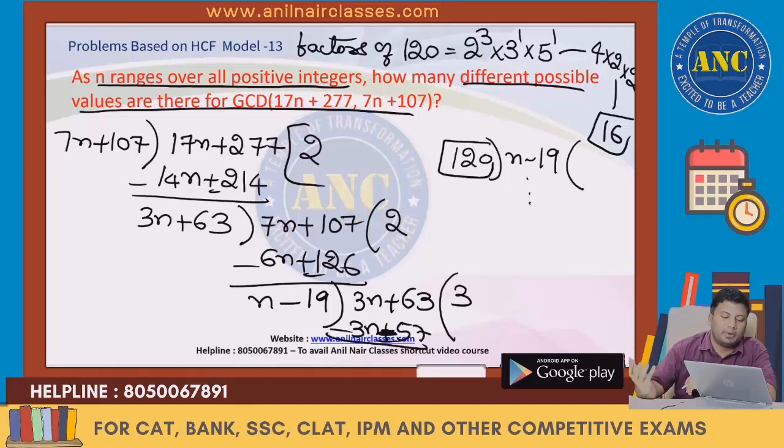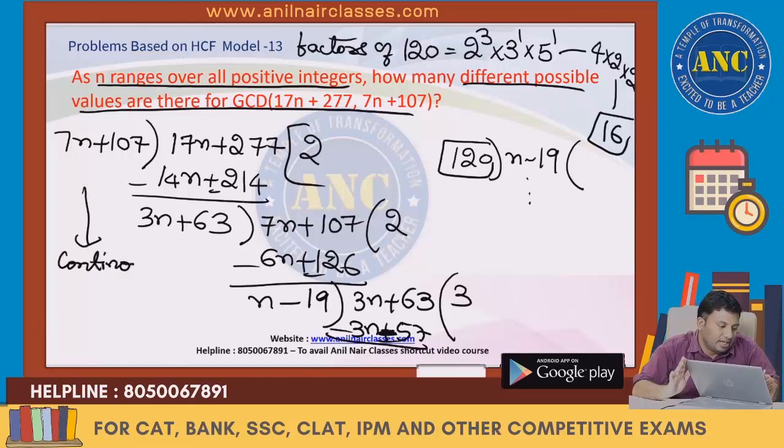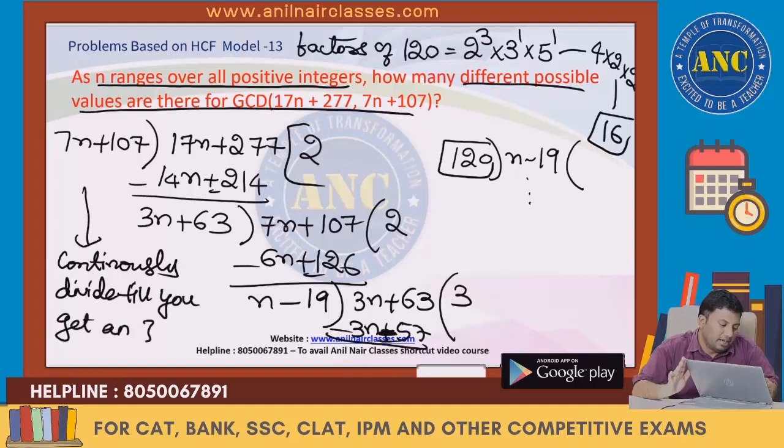So it all depends upon how many positive integers n can take, what is the highest possible factor. It is simple. The idea is to continuously divide till you get an integer. That is the central idea, sir. Continuously divide till you get an integer.